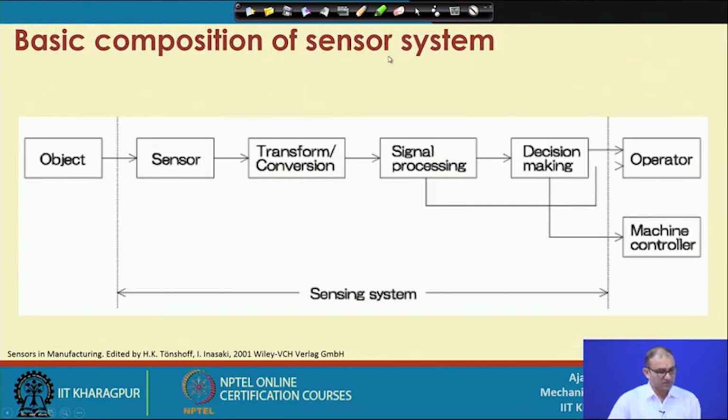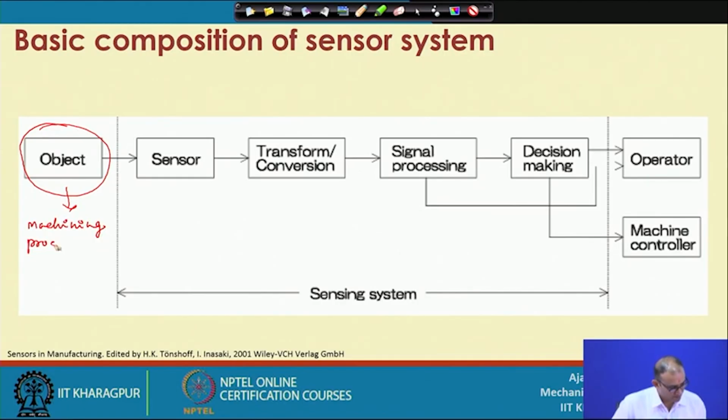Now, the basic components of the sensor. You can see that these are the different words. First is our object. Object means our machining process. Let us consider this is a machining process. Now, we have attached some sensor to the machining process.